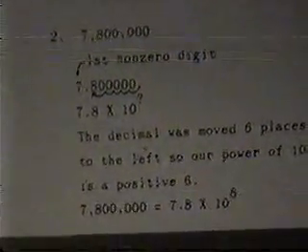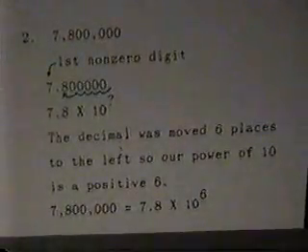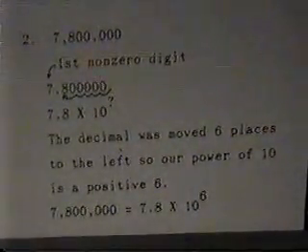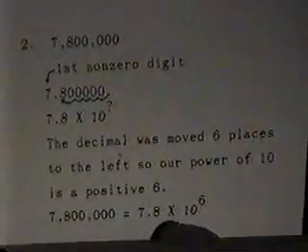Let's look at the next example. All right, 7,800,000. Okay, how many places do we have to move it from here? So there's 3, 4, 5, 6. To get it behind the first non-zero digit, we have to move it 6 places. Therefore, the answer is 7.8 times 10 to the 6.